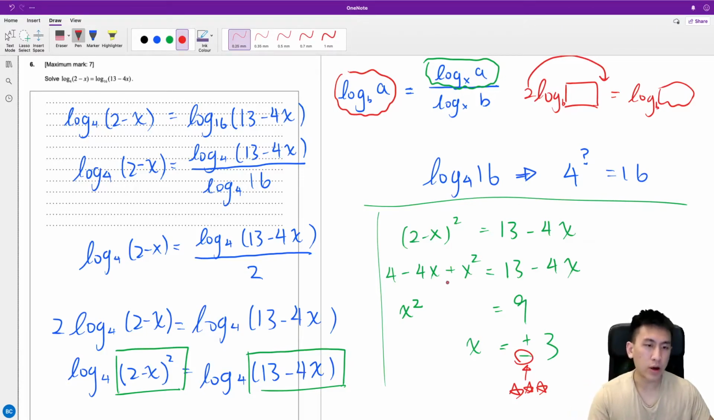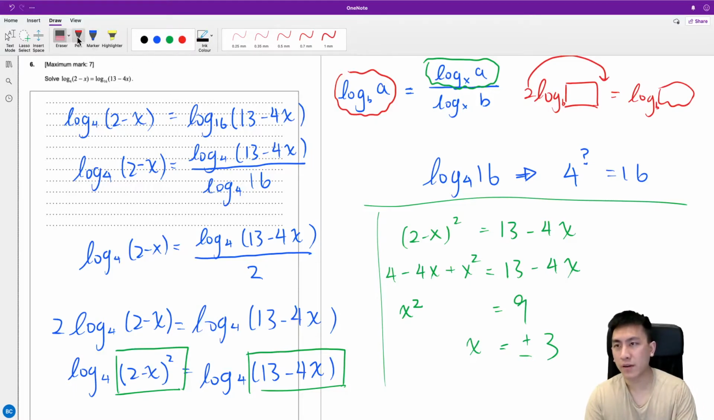Therefore, yes, I know we got x equals plus 3 or minus 3. Well, actually, let me just erase the star. We got x equals plus 3 or minus 3. You have to be very careful. Okay, would any of these values give us a negative log somewhere in the expression? Because if it does, that means we have to reject them.